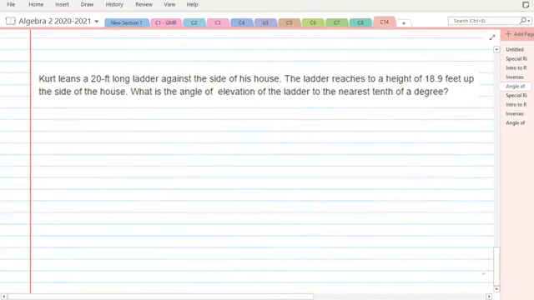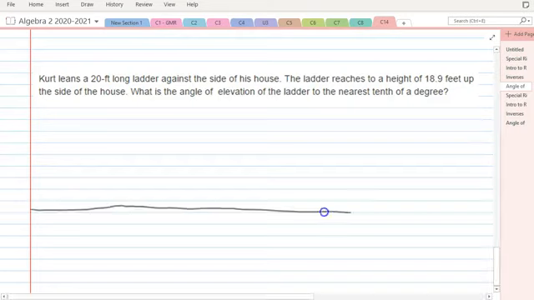Last one here, we have Kurt leans a 20-foot long ladder against the side of the house. The ladder reaches to a height of 18.9 feet up the side of the house. What is the angle of elevation of the ladder to the nearest tenth of the degree? Draw your picture.